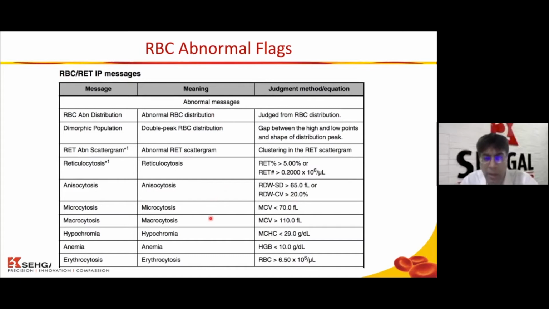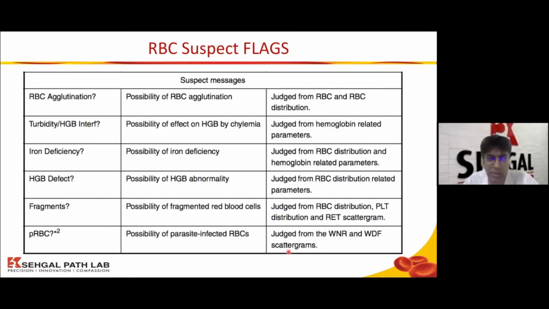Similarly, for micro and macro, we have put an age-related reference range. For example, in adult males and females, we have put an MCV less than 76 as being micro, and an MCV more than 95 as being macro. So many analyzers let you put in age-related reference ranges to adjust these things. Similarly, you can have your values adjusted for hemoglobin and erythrocytosis.